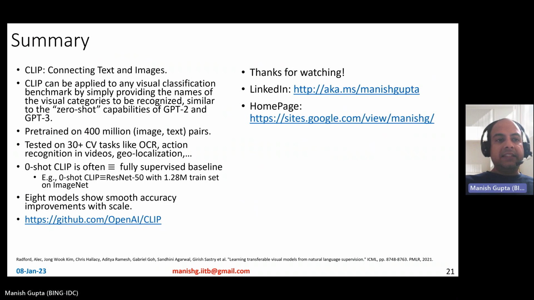In summary, let me summarize this video. So CLIP is a model which connects text and images, right? It's a multimodal model which can be applied to any visual classification benchmark by simply providing the name of the visual category as the text label. It performs in a zero-shot fashion, much similar to GPT-3. It has been pre-trained on 400 million image text pairs. It has been tested in the original paper on 30 plus computer vision tasks involving optical character recognition, action recognition in videos, geo-localization, and so on.